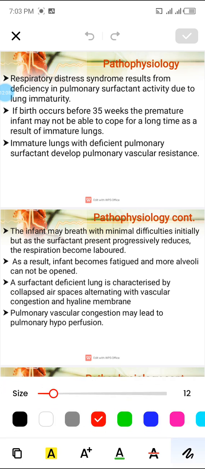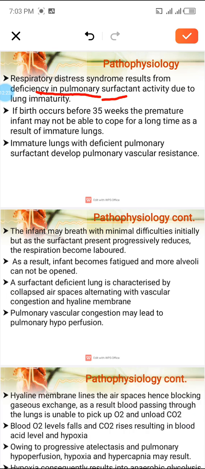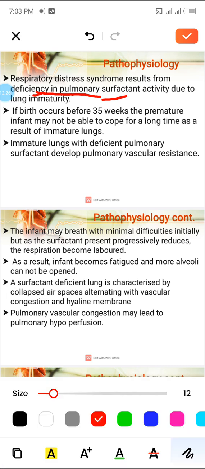So in this case, in RDS, which is respiratory distress syndrome, the first thing that is affecting the baby is a deficiency in pulmonary surfactant. That's the marker, this word deficiency or a reduction. So what is causing a reduction? We've now looked at the predisposing factors, and one of them can be lung immaturity, say in premature babies. So that's what happens.